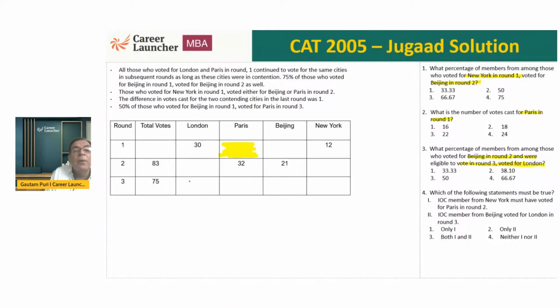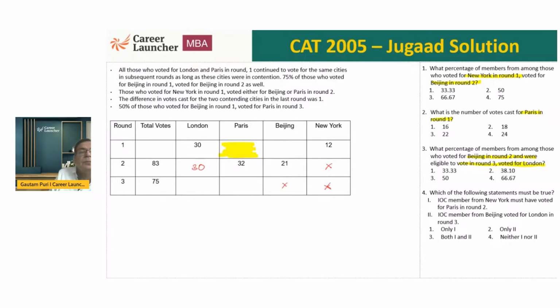Now, before we do anything, New York got eliminated in round 1. Beijing got eliminated in round 3. First question: how many votes did London get in round 2? Out of the total of 83 votes, 32 went to Paris and 21 to Beijing. 32 plus 21 makes it 53. Out of 83, 53 votes went to Beijing and Paris. That means the remaining 30 will go to London. Obviously, New York has been eliminated after round 1, so no votes for New York in round 1. Similarly, no votes for New York in round 2. Beijing was eliminated in round 3, so no votes for Beijing in round 3.